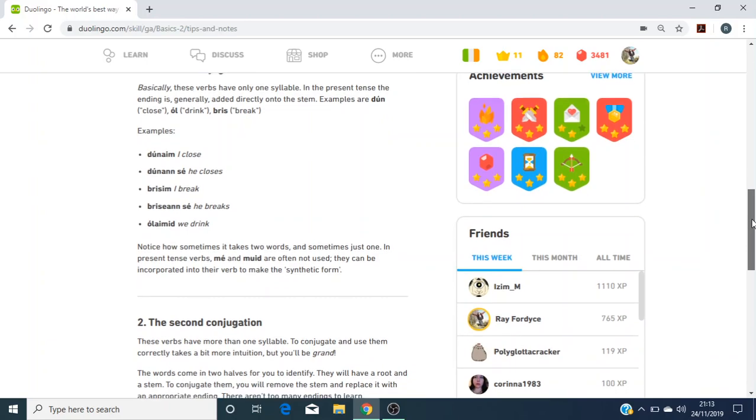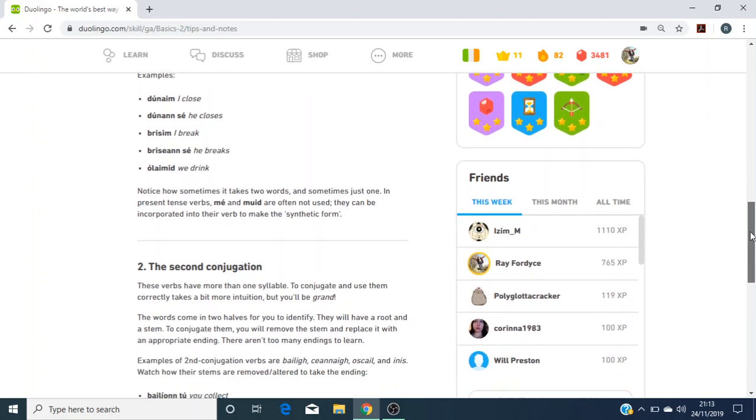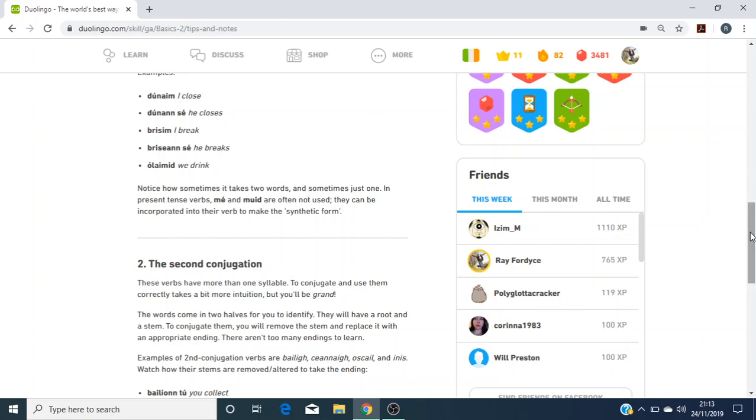These verbs are second conjugation. These verbs have more than one syllable. To conjugate and use them correctly takes a bit more intuition, but you'll be grand. The words come in two halves for you to identify. They will have a root and a stem. To conjugate them, you will remove the stem and replace it with an appropriate ending. There aren't too many endings to learn.